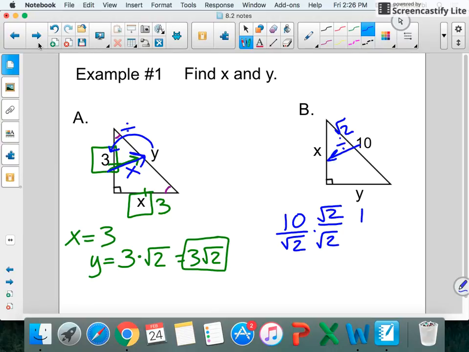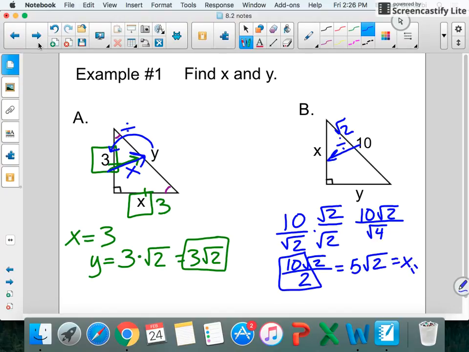10 times the square root of 2 stays 10 times the square root of 2. And then square root of 2 times square root of 2 is square root of 4. So 10 square root of 2 over square root of 4, which is 2. I'm going to have to simplify that even further. I can divide 10 and 2. 10 divided by 2 is 5 square root of 2. And that's going to equal x, and it's also going to equal y because, again, the legs are congruent. So this is 5 square root of 2, 5 square root of 2.